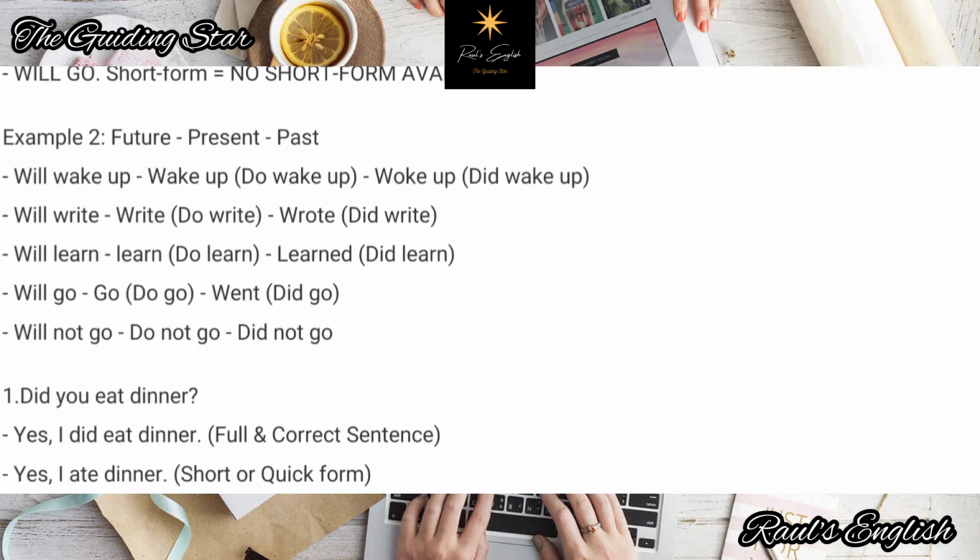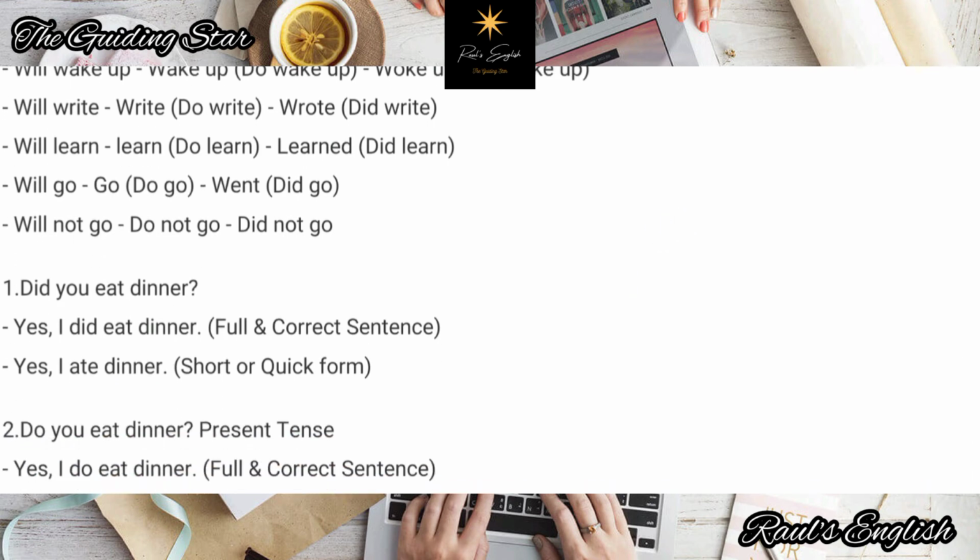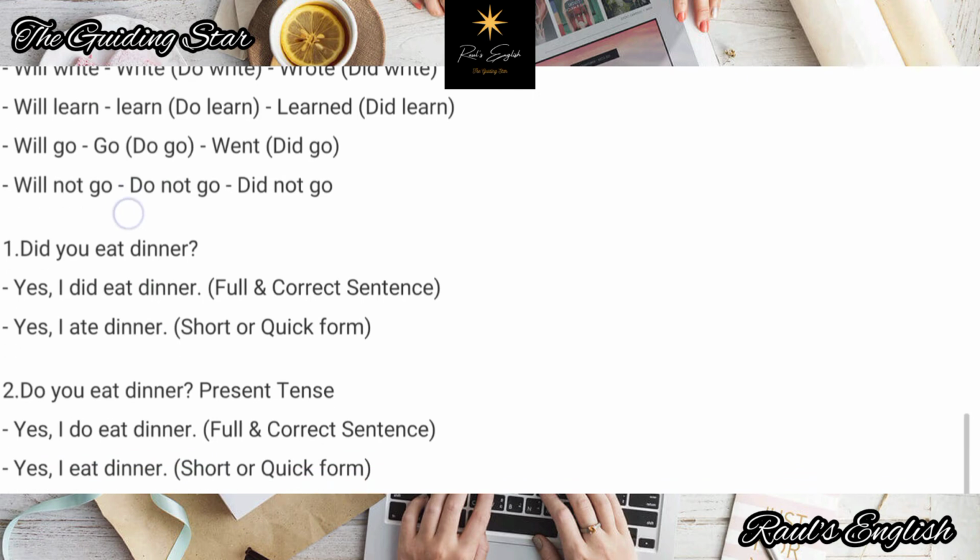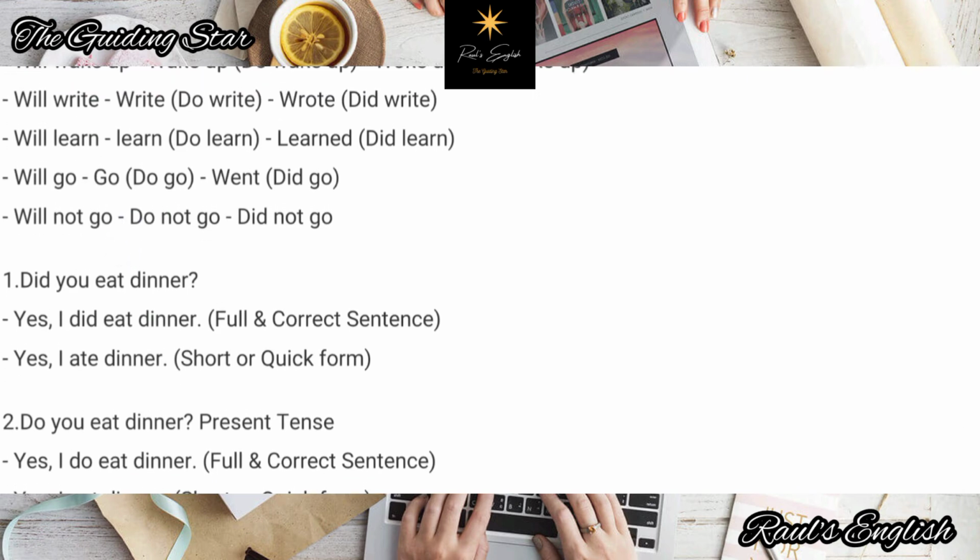And will not go. Okay. Do not go. Did not go. We don't have any shortcuts or short forms or quick forms for these negations. Alright, so you can shorten do not go to don't go, and you can shorten did not to didn't go, but there is no one word replacement, like wrote, which is just one word. Will not go, you can always shorten it to won't go. Alright, but that's about it.